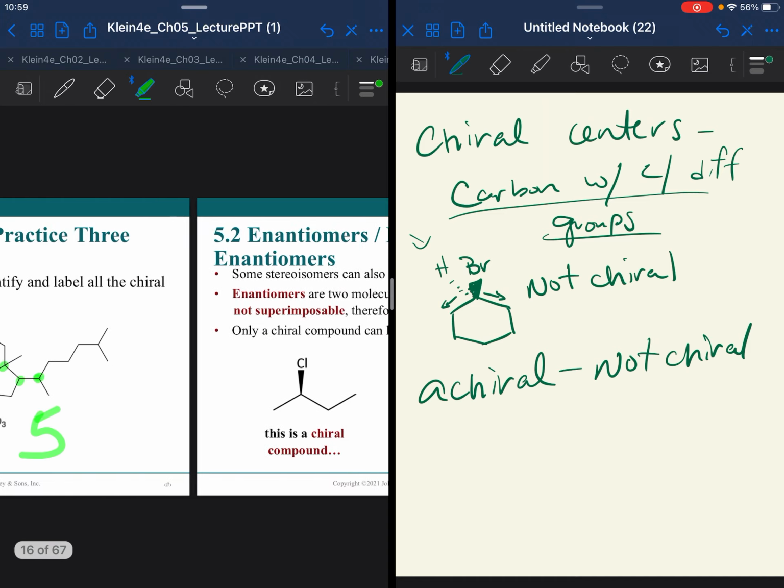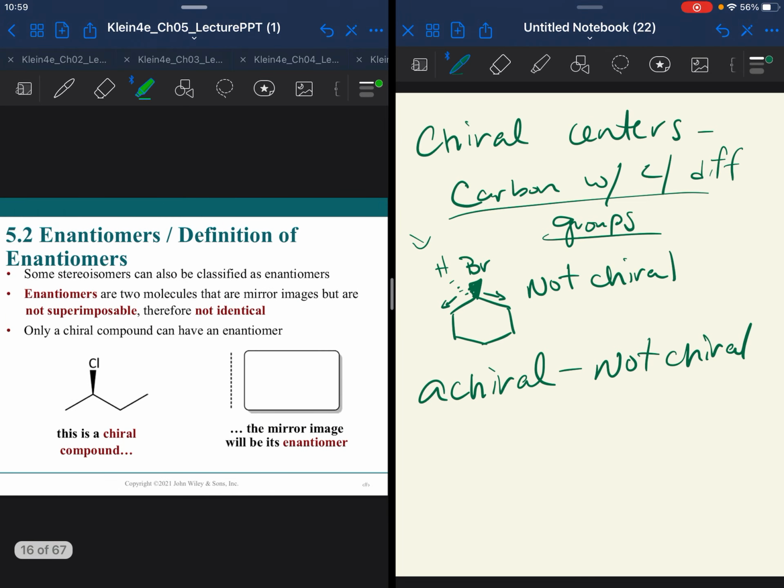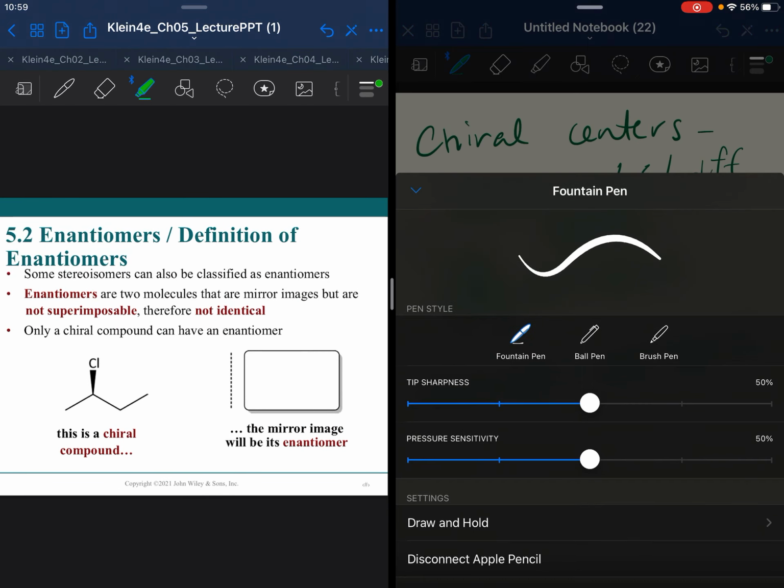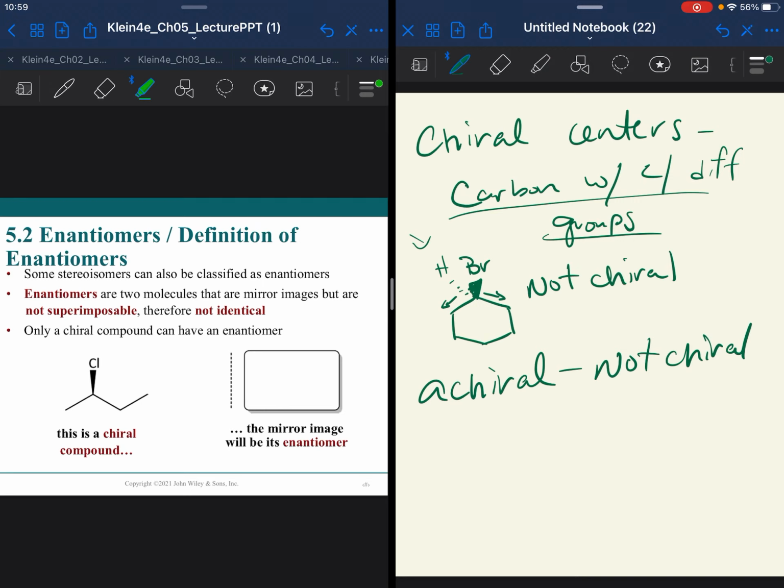When we are talking about these non-superimposable mirror image molecules, the name of these 2 stereoisomers is called enantiomers. Enantiomers are the non-superimposable, so not identical, mirror image compounds. And there's a few different ways to draw them. You can reflect through a horizontal or vertical mirror. Here we're just going through this vertical mirror.